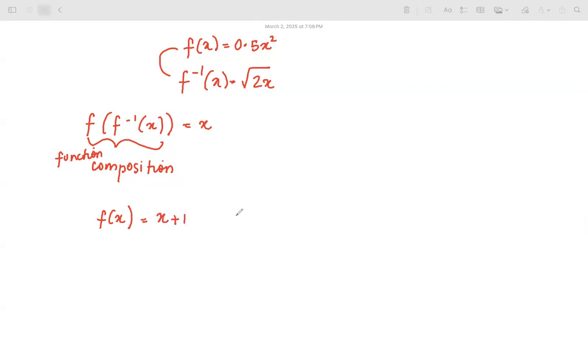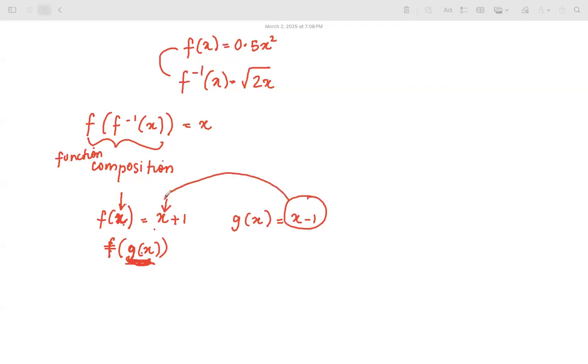Suppose f of x equals x plus 1, and g of x equals x minus 1. What is f of g of x? See, what is function composition? You're putting the function g of x as the input to f of x. So f of x is the outside function, and wherever you see the x in f of x, the input, you're going to substitute x minus 1.